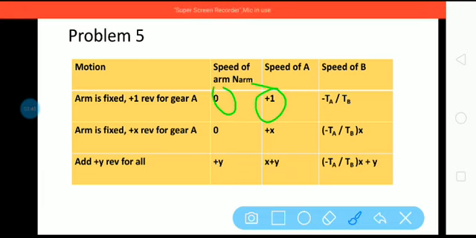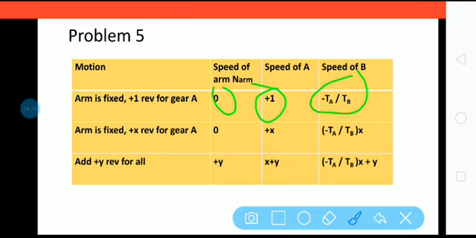And what about the direction of B? As A rotates in clockwise direction, B rotates in counterclockwise direction. So that you have to mention. Therefore, since it is +1, speed of B will be negative. So minus TA by TB, that is this. So once you fill the first row correctly, the remaining 2 rows are simple and there will be no issue with the other rows if you get the first row correct, and that is the important thing.